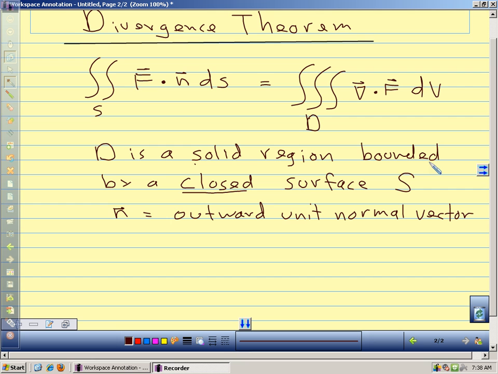The proof of the divergence theorem isn't really complicated, but it's long and it has a lot of details. So we're not going to go through the proof, but it's not a complicated proof. All right, so let's look at an example of how we use the divergence theorem. Since we already know how to do surface integrals, and we know how to do triple integrals, we have all the tools to use the divergence theorem.